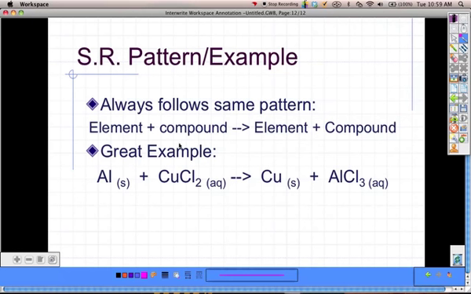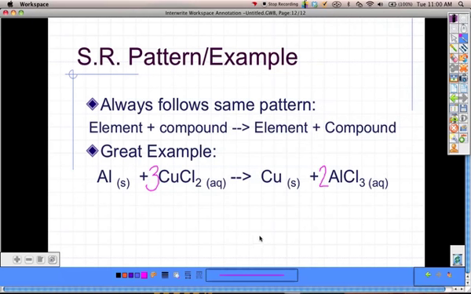Yeah, Cl3 and Cl2, absolutely. So my trick for this, if I ever see a 3 and a 2, I want to make them both equal 6 total. So I'm going to put a 3 as a coefficient in front of the CuCl2. So now I have 6 chlorines. My AlCl3, I'll put a 2 as my coefficient, so now I have 6 chlorines.